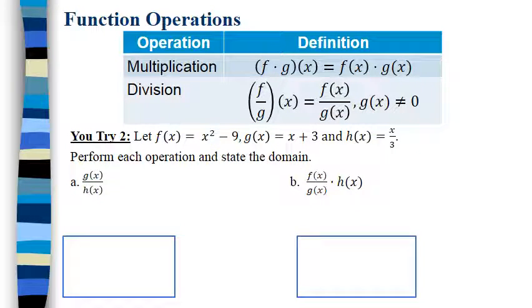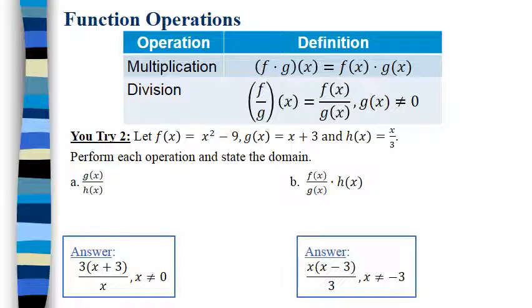Okay, I want you to go ahead and try these operations. Pause the video right now. Okay, welcome back. Here are your answers. Pause the video whenever you need, and we're going to move on to the next slide.